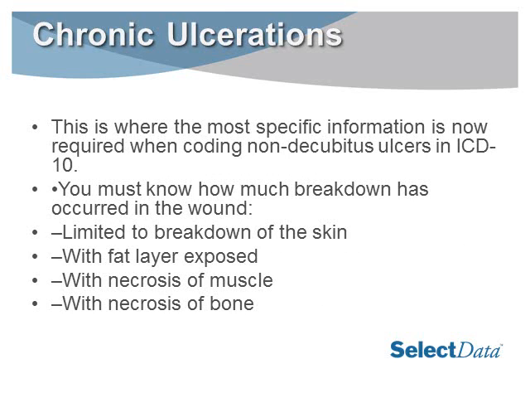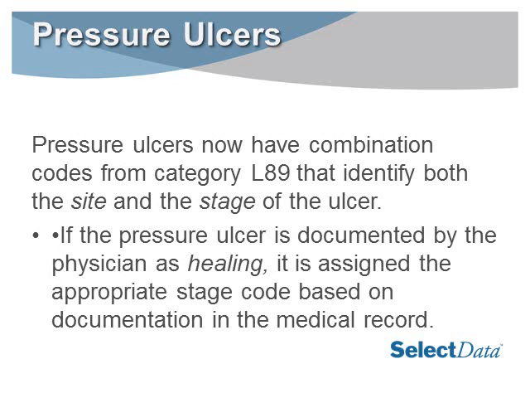Now for chronic ulcerations, this is where the most specific information is now required. It's when you're coding non-decubitus ulcers in ICD-10. You must now know how much breakdown has occurred within the wound. You have to identify whether that breakdown is limited to breakdown of the skin, whether there is now fat layer exposed, whether there is necrosis of the muscle, or whether there is necrosis of the bone. We have to have this information in order to code chronic ulcers. I can see queries flying regarding this. Queries will be flying when it comes to any kind of ulcer that's not a D-cube.